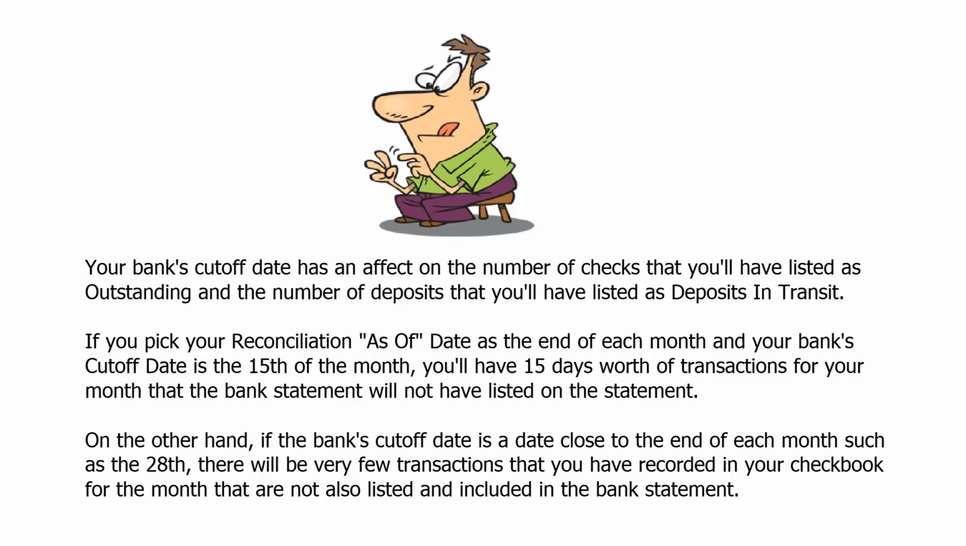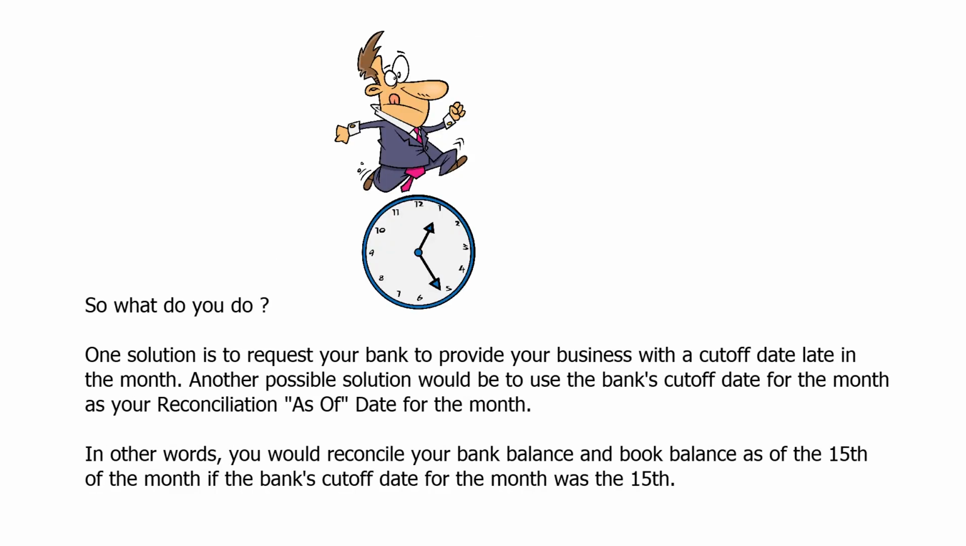So what do you do? One solution is to request your bank to provide your business with a cutoff date late in the month. Another possible solution would be to use the bank's cutoff date for the month as your reconciliation as of date for the month. In other words, you would reconcile your bank balance and book balance as of the 15th of the month if the bank's cutoff date for the month was the 15th.